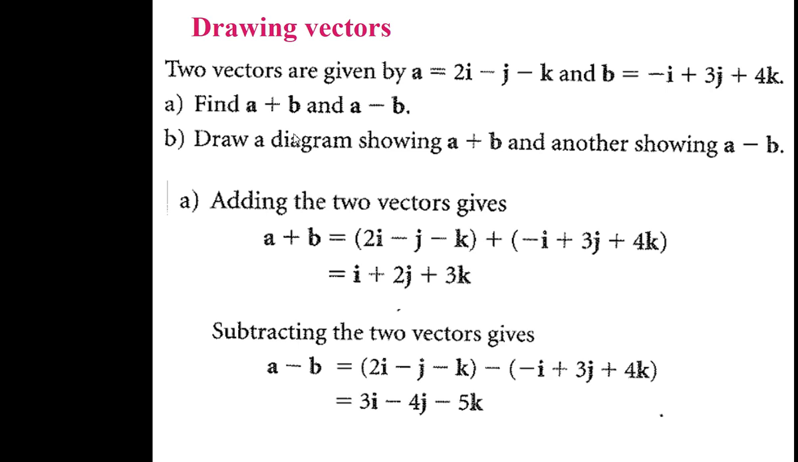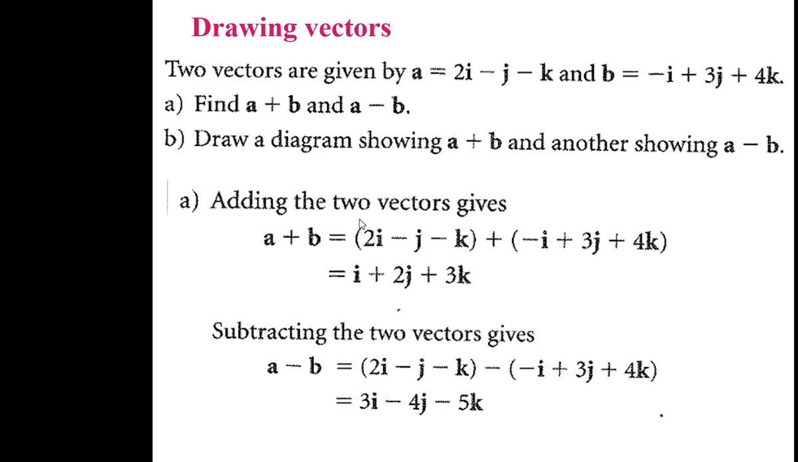Subtracting the two vectors, so doing a minus b instead. As I said, it's really crucial that you have the brackets around these ones. A minus b: 2i minus negative i is 3i. Minus j minus 3j is minus 4j. Minus 1k minus 4k is minus 5k. So very important. Now we're doing this one. Draw a diagram showing a plus b and another showing a minus b.